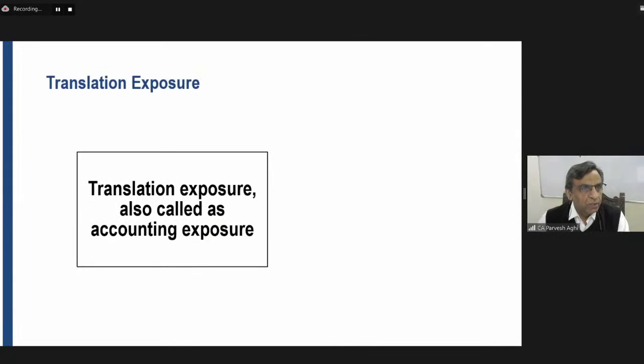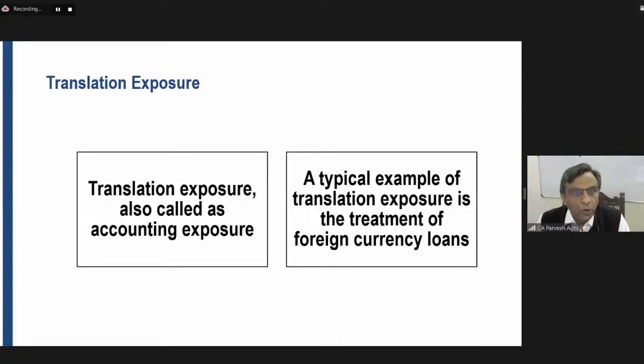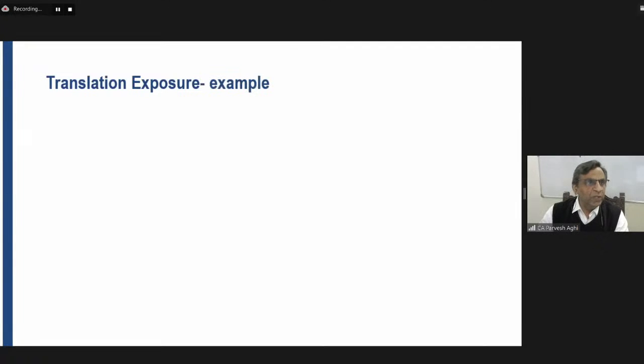Translation exposure is also called an accounting exposure. We are all accountants, so we know that it is an accounting exposure. It's a notional one, till the time you actually realize it, it's just a notion. So this is notional. A typical example of translation exposure is the treatment of foreign currency loans. Let me give you an example.